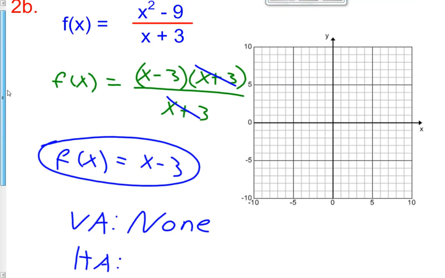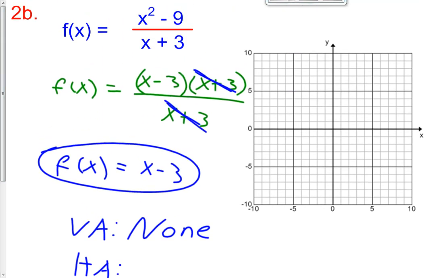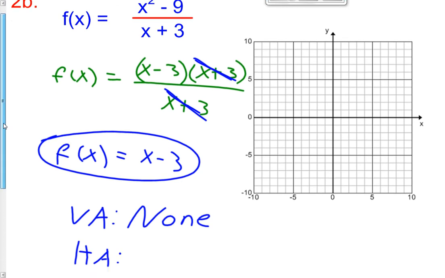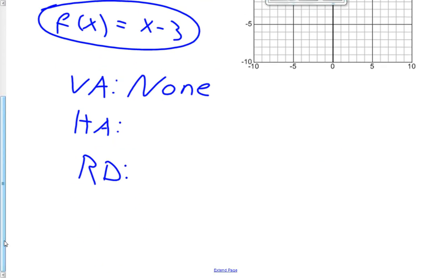We have a term that factored, and that was this x plus 3 term. Sorry about that. So that means that x plus 3 equals 0, our removable discontinuity, happened at negative 3. So x equals negative 3, there's going to be a hole in your graph at that spot. Your horizontal asymptotes, you use your calculator for.